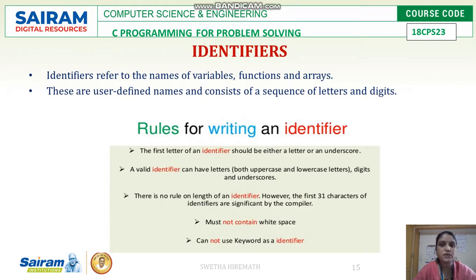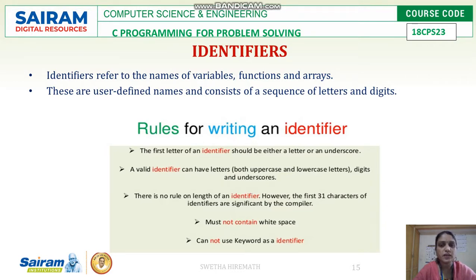Always the first character of an identifier can be either a letter or an underscore. Letter means again it can be either uppercase or lowercase. The second condition is that an identifier should only contain letters, digits and underscore. Other than that, we should not include any other symbols or operators.